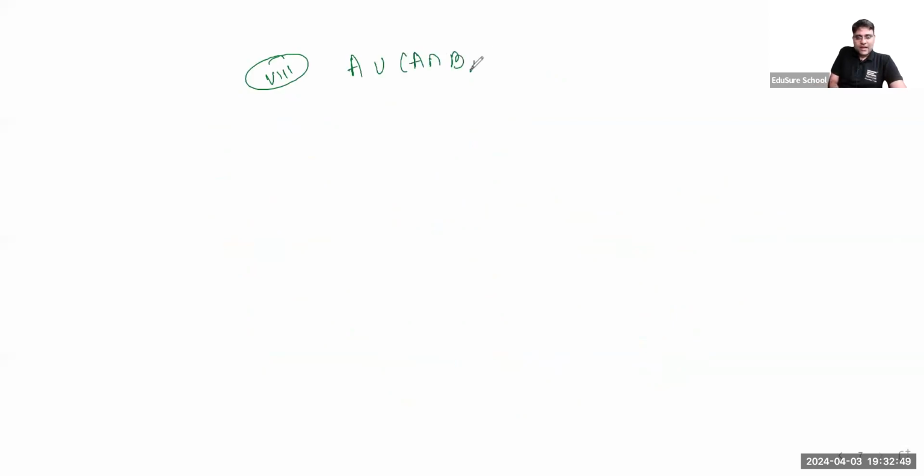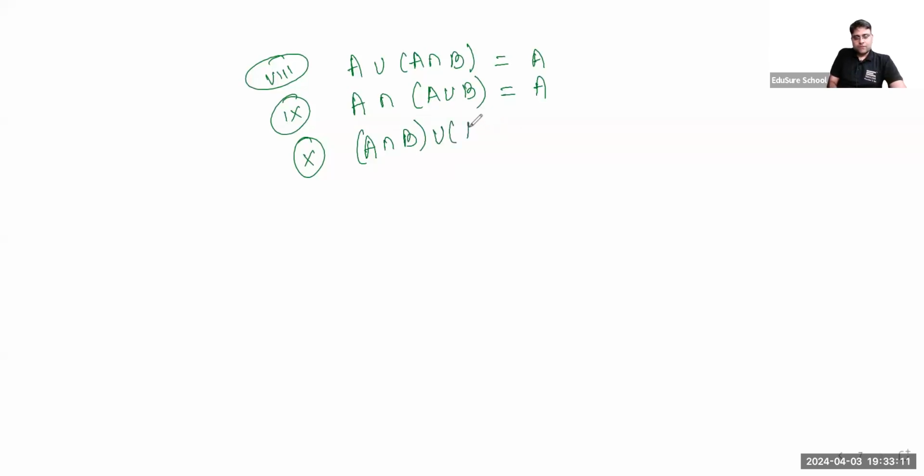A union A intersection B is the set A itself. A intersection A union B is the set A itself.